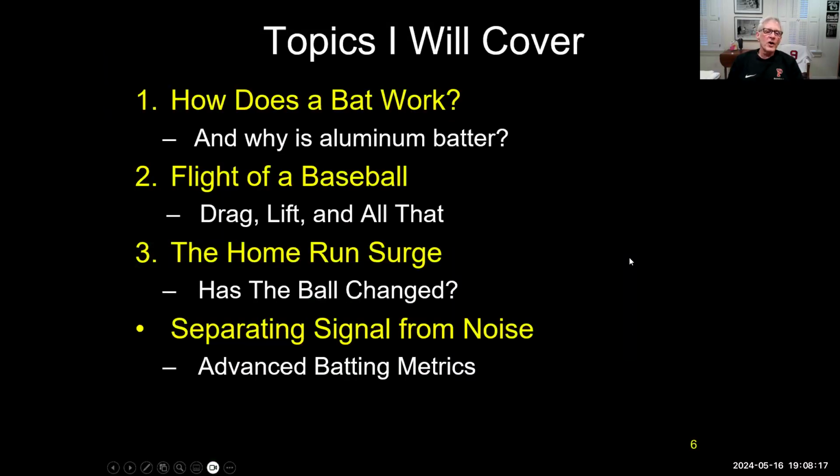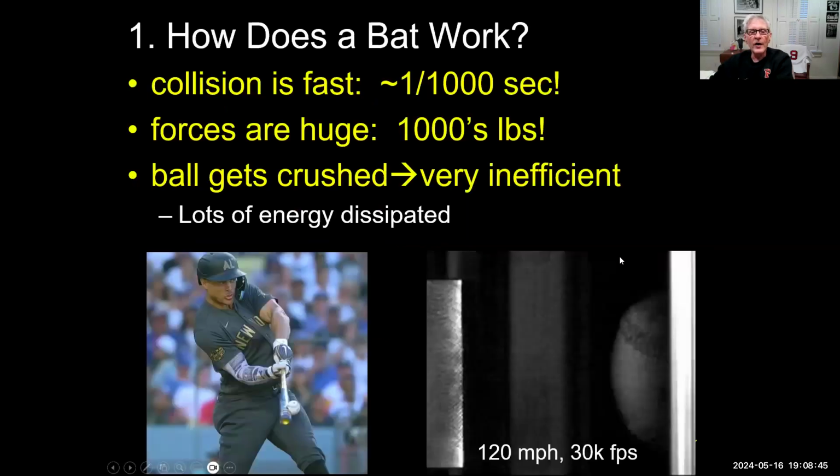Okay, so here are the topics I'm going to cover. There are 4 of them, although there's a little dot there instead of a 4. How does a bat work and why is aluminum better? Flight of a baseball. I'll talk about the aerodynamic effects. The home run surge in Major League Baseball, and the question that always comes up, has the ball changed? Is it still changing? And then a little bit about analytics, separating signal from noise, and advanced batting metrics. All right, so let's move on.